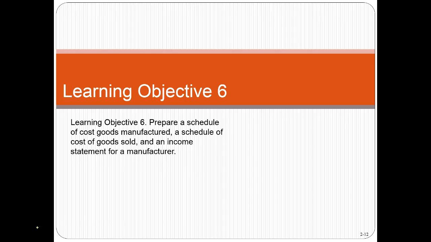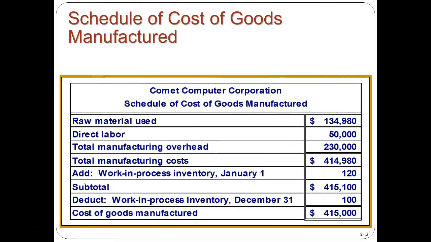In this video, we will be discussing Chapter 2, Learning Objective number 6, which is to prepare a schedule of cost of goods manufactured, a schedule of cost of goods sold, and an income statement for a manufacturer. So we're going to start off with a schedule of cost of goods manufactured. Let's just go through the calculations very quickly and take a look at what it includes.